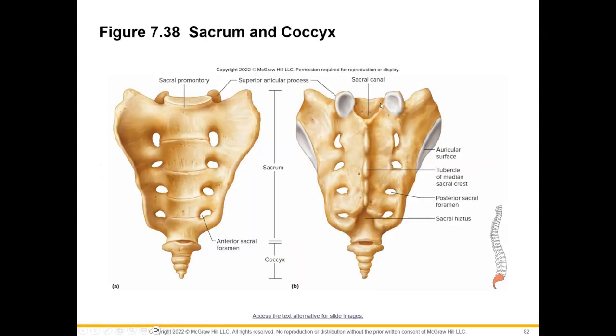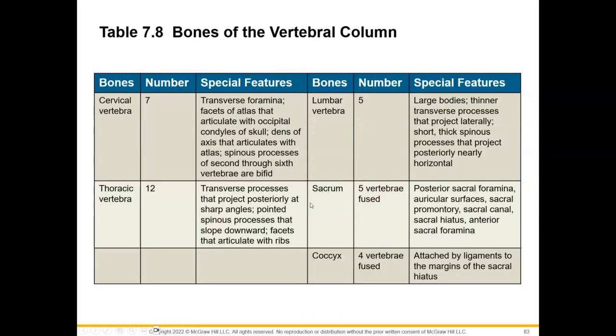So this is the sacrum, what we were just talking about. See, there's actually a sacral canal that goes down the center that connected those openings in the other vertebrae, those vertebral foramina. And then, of course, the coccyx at the bottom. Okay, you may want to look at table 7.8 when you get the chance. It goes through the different features that we have just gone over.